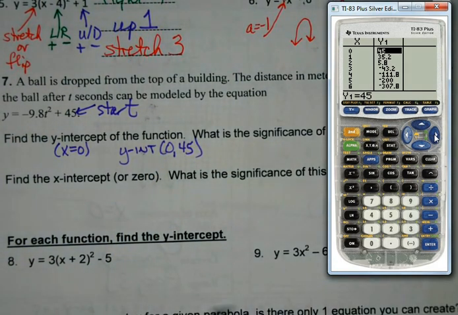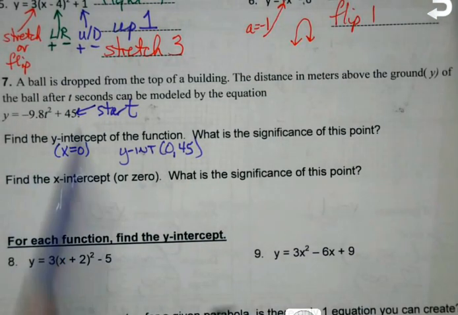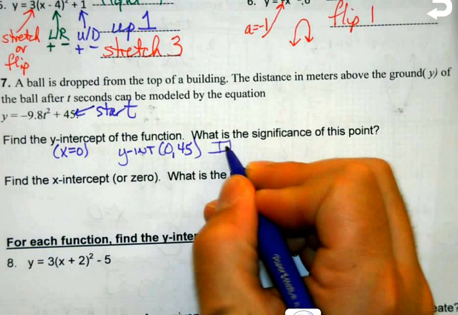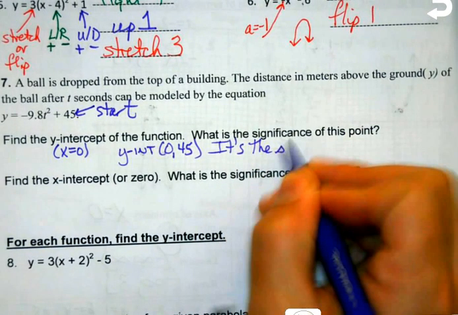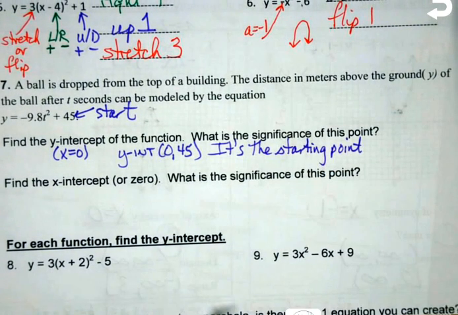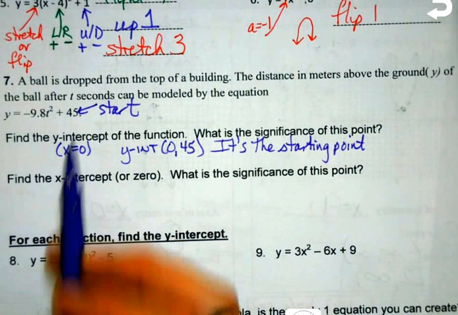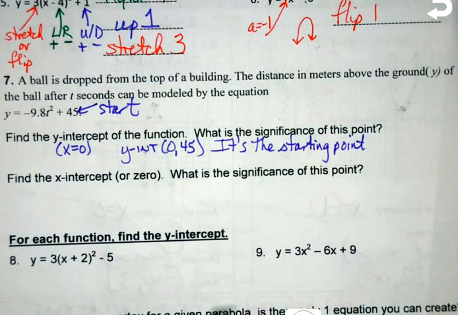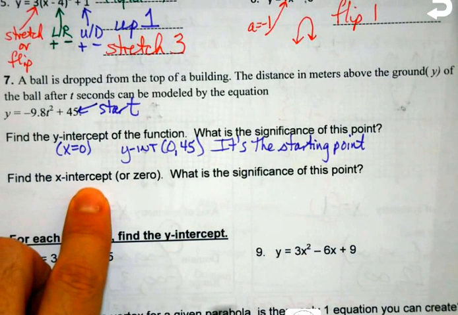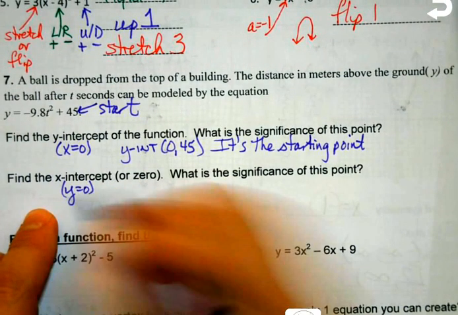But wait a minute, I've seen that number somewhere already. Oh, yeah, it's my starting point. That's true every time. Whenever you're doing one of these problems, if you're asked where the y-intercept is, it's this number on the end. So if it was negative 16t squared plus 142, 142 is your y-intercept. It's my starting point.